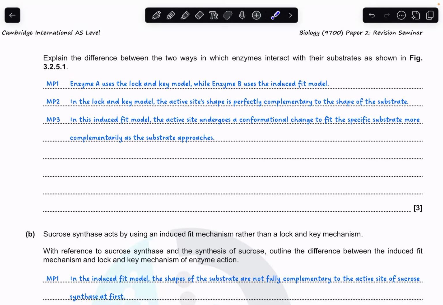So in the lock and key model, the active site shape is perfectly complementary to the shape of the substrate. However, in the induced fit model, the active site undergoes a conformational change to fit the specific substrate more complementarily as the substrate approaches. Okay, so these are the two main differences.